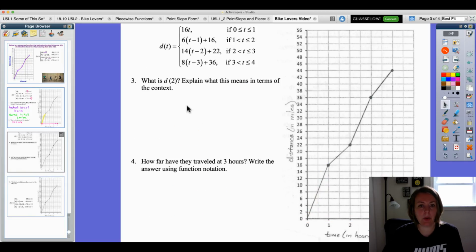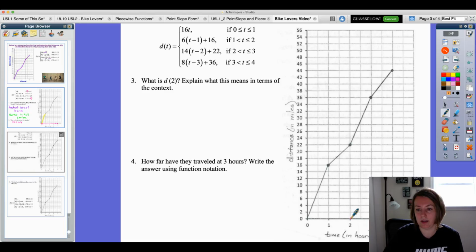And now our next part, it is asking what d of 2 is. Explain what it means in terms of the context. So there are a couple ways you can figure this out. The first way is you can look at the function, right? So you're looking at d of 2, so that means at 2 hours, how many miles did they travel?